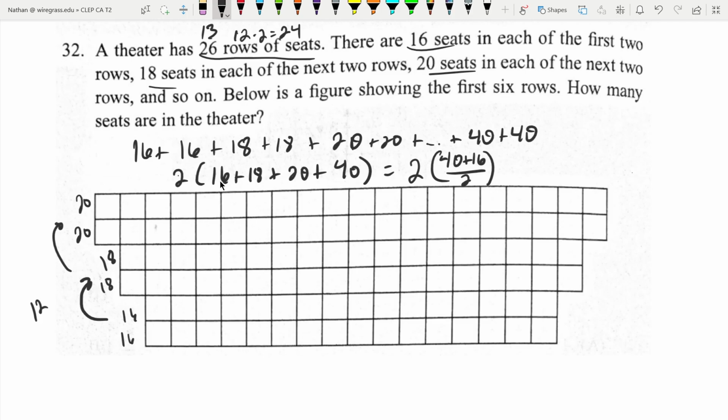And then there are how many in total? There's going to be 13 in total because we're counting up how many pairs of rows there are. It's going to be multiplied by 13. Of course, those 2's cancel. And we're going to get 40 plus 16 is 56. 56 times 13 is going to give us 728 seats in total.